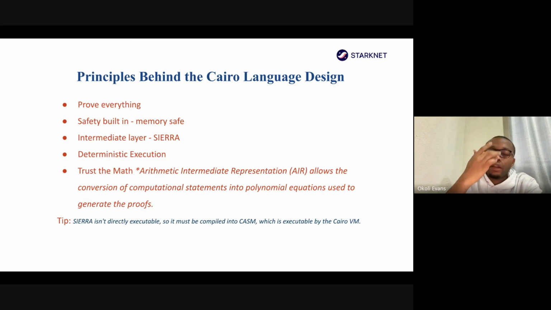So like I was saying, arithmetic intermediate representation converts the transactions into polynomial equations, and these polynomial equations are what is now being used to generate your proofs. So the prover accepts these execution traces, and from them generates polynomial equations.